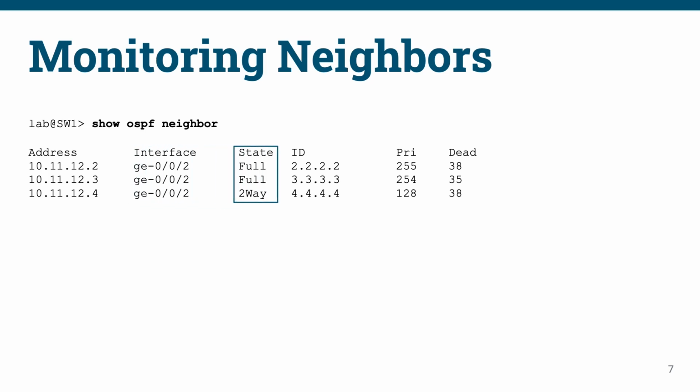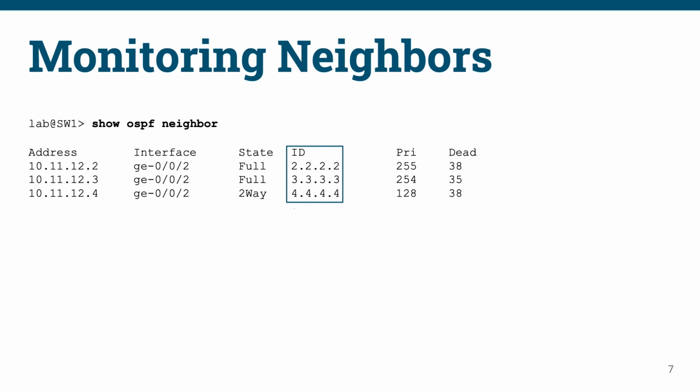The next column gives us the neighborship formation state. As we see, we have two full neighbors and one which is only in the two-way state. Since this is a broadcast segment, the routers with the highest configured interface priority value will become the DR and BDR, and therefore form full adjacencies with all other OSPF-speaking routers on the segment. The next column to the left shows us the router ID of each of the neighbors seen.